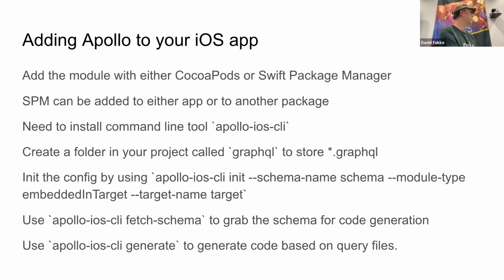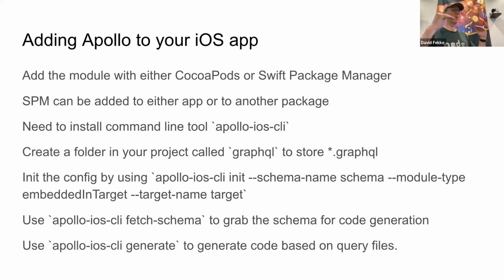Then the next thing you have to do is have a place or a folder where you can put all of your GraphQL queries. The way the code generation tool works is that it looks for the schema definition. It's kind of a three-step process to get all this working. The first thing is you have to init Apollo into your project. When you init Apollo, you create a configuration file, and in that configuration file you can do things like define how you fetch your schema, as an example.